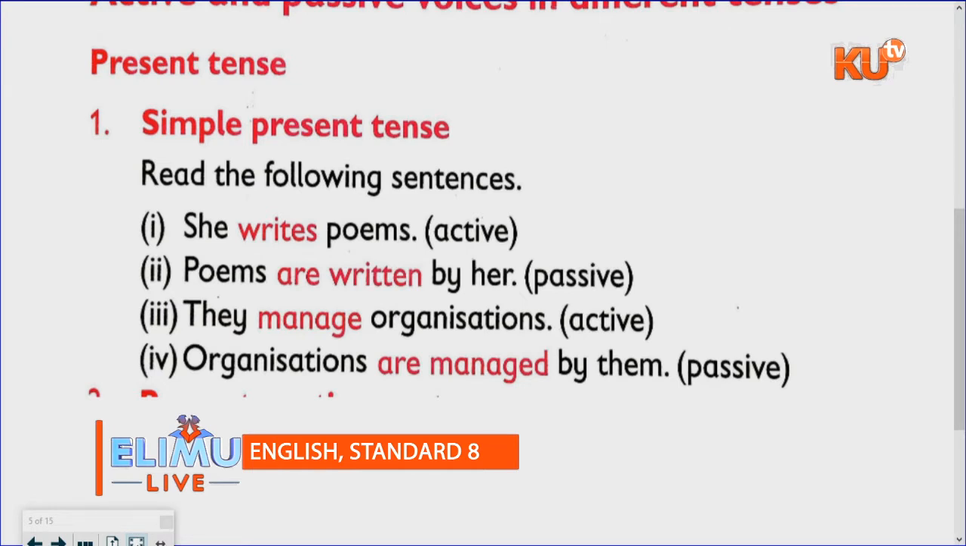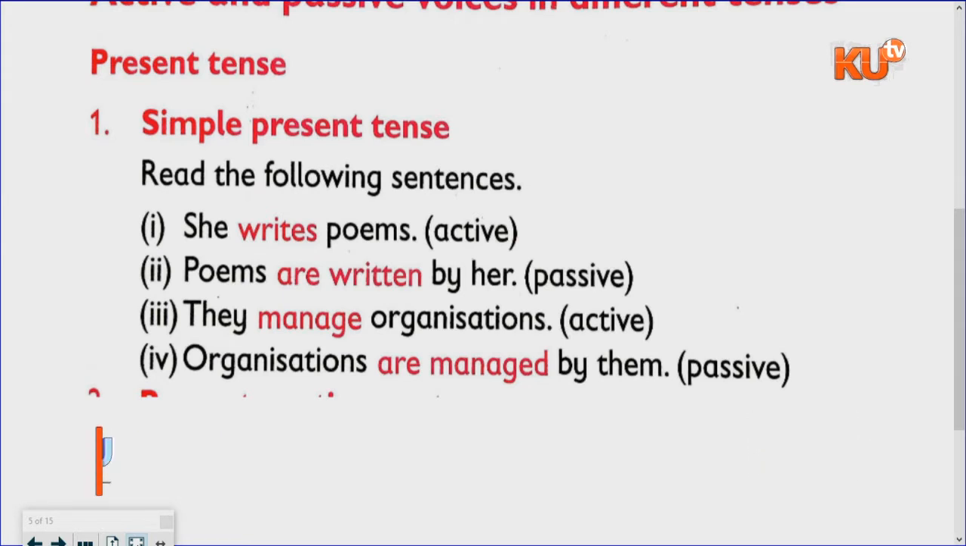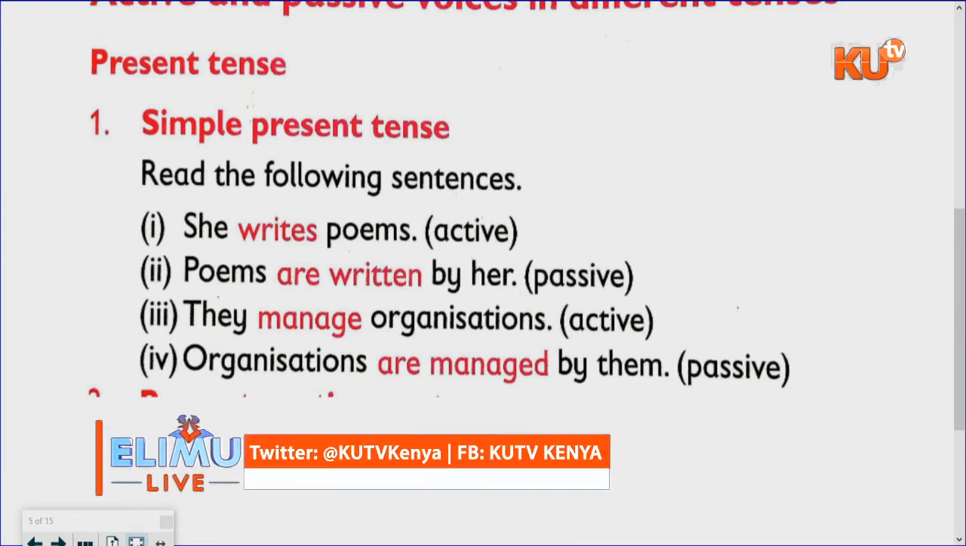She is a subject there. Then writes is a verb. Then poems is the object. It receives the action of that verb. Poems are the ones that are written. So it is in active voice. So in such a case, we change it to poems are written by her.